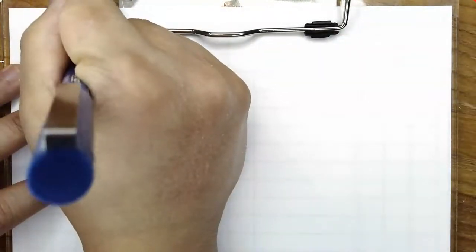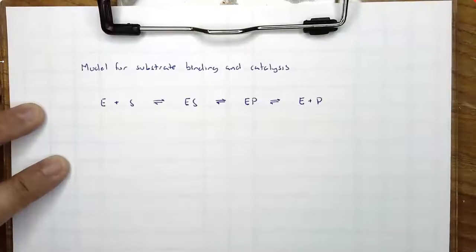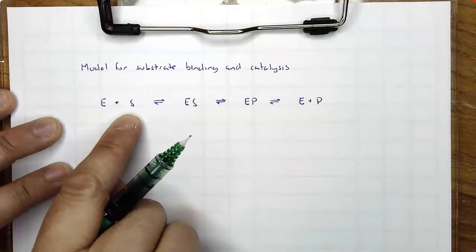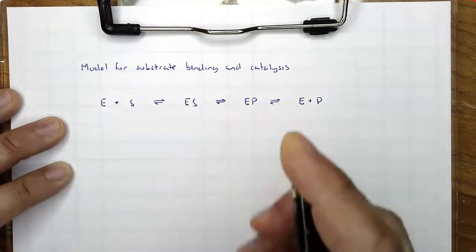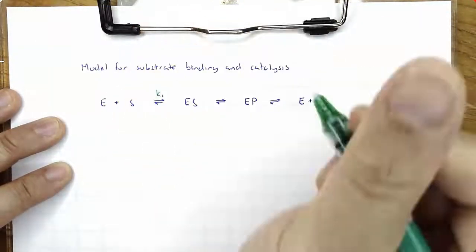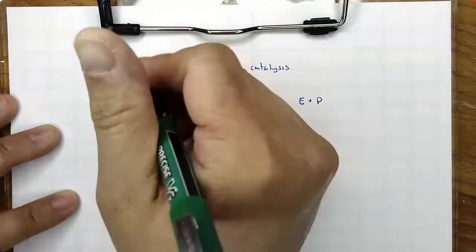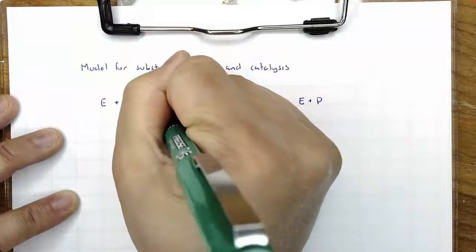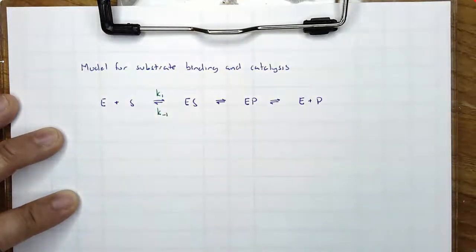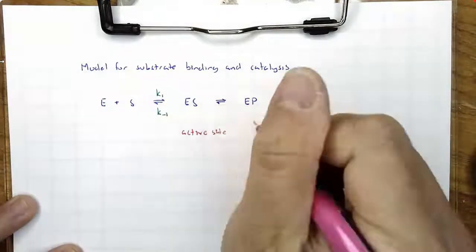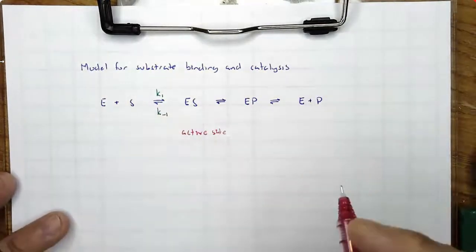Let's call this section Model for Substrate Binding and Catalysis. So here we introduce the enzyme, and it's going to bind the substrate. We'll give that a K1. And then it's reversible. The substrate can actually get unbound, and we'll call that K-1, the reverse direction. This happens in the active site, and we have the enzyme substrate complex.